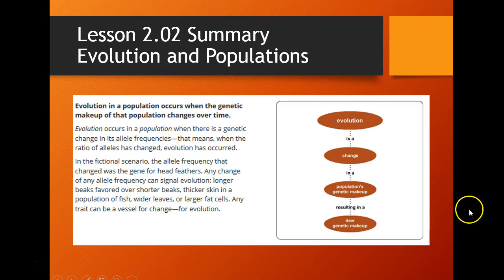Okay, so the summary for this lesson, we learned that evolution is a change, right? And it's a change specifically in the genetic makeup or the gene pool. And because we have a change in that gene pool, we have a new genetic makeup. So the population looks different. Okay, so evolution changes how the population looks.